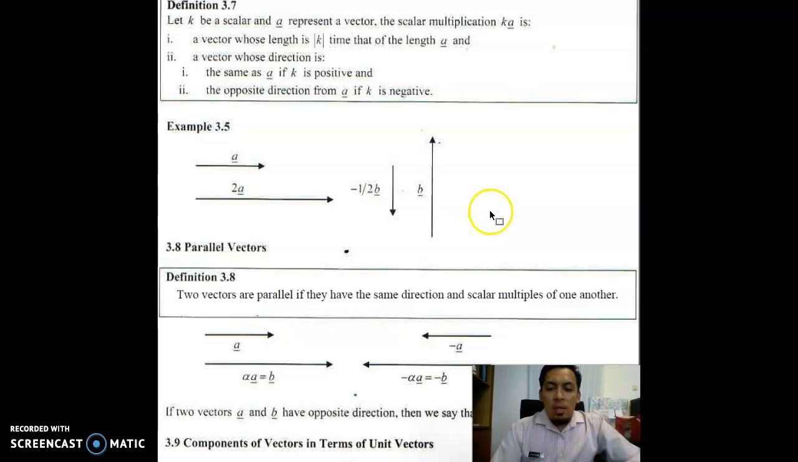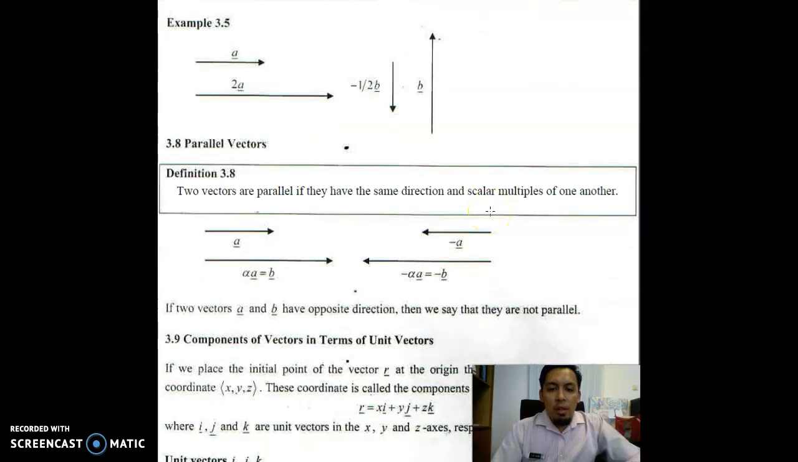Next, let's look at parallel vectors. In what situation do we say that two vectors are parallel? Please try to change the statement. If you refer to your books or your notes, there's actually a different kind of definition. Try to change it into this statement: two vectors are parallel if they have the same direction and are scalar multiples of one another.